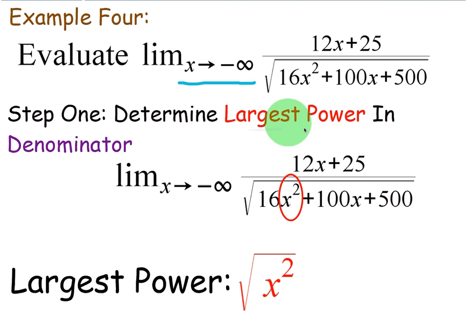Step 1 is to determine the largest power in the denominator. Now we do have an x squared in the denominator, that is the biggest power, but again, like a previous example, there is a square root over top of that. So we have to couple the x squared with the square root to determine the largest power is the square root of x squared.